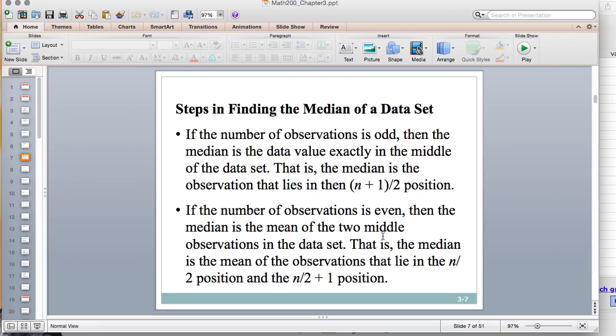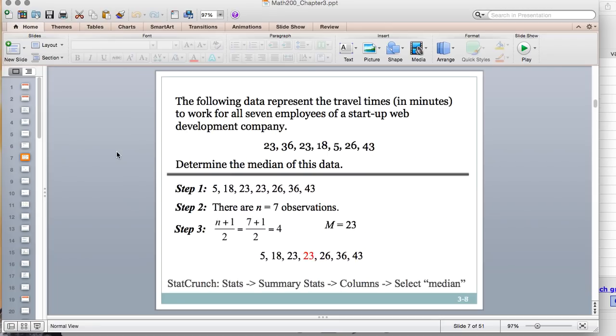Now, if you have an even number of observations, then what you do is you find the 2 middle observations and then you take the mean of those. So really what you're doing is you're taking the observation that lies in the n divided by 2 position, so the number of observations divided by 2, and the n divided by 2 plus 1 position. And then you take those, add them together, and divide by 2 to find the mean of those numbers.